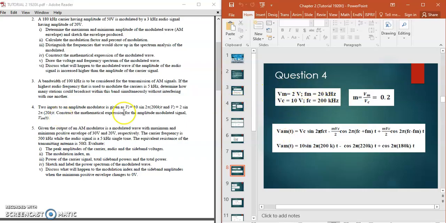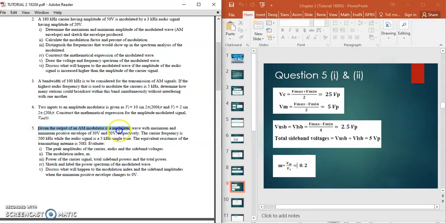This is the information you extract from here, where VM equals 2. You already know why, I already told you in class: VM lesser than VC. So you extract the information, you find the modulation index, and then you put it in the AM equation like this. So we go to question 5.